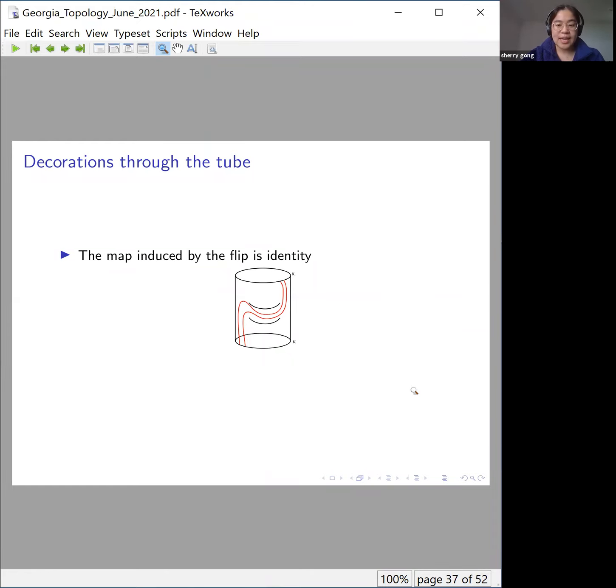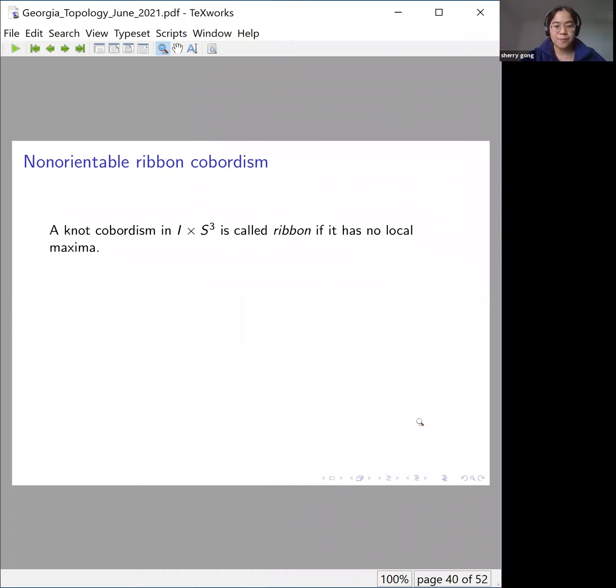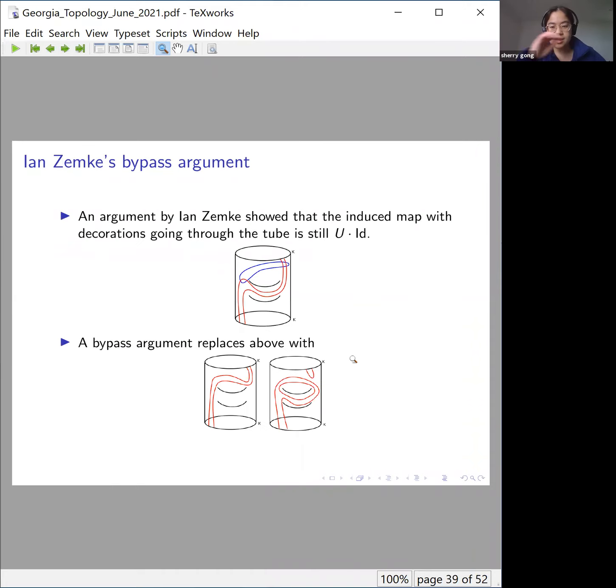But Ian Zemke reached out to us and gave us a proof that did not actually need this extra tube. His argument, he basically said you can actually get rid of the problem of the arcs going through the tube by doing this bypass argument.